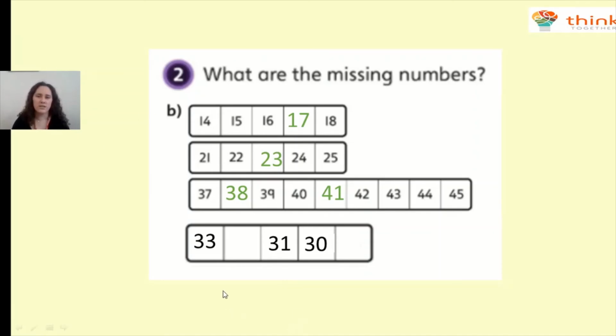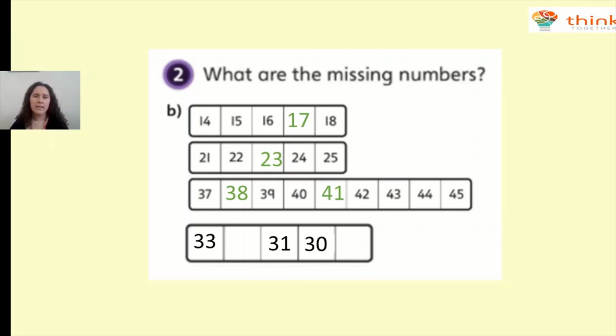We're going to have to use the other numbers as well. So here we've got 33, then we've got 31 and 30. What's happening to the numbers there? Are they getting bigger or are they getting smaller? Well done. Those numbers are getting smaller. So that means, which way do we have to count? Do we have to count forwards or backwards? Well done. This time we're going to be counting backwards because the number's getting smaller.